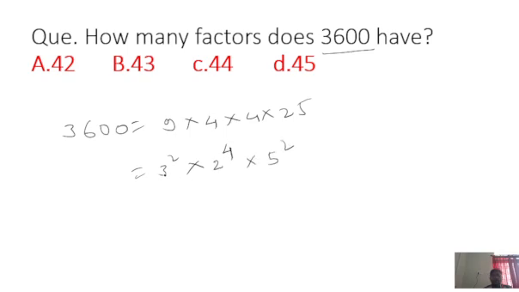So here 3, 2 and 5 are all prime numbers. So we are finding the factors in the form of prime numbers. After that we check how much power each one has. 3 has 2 power, which means square.